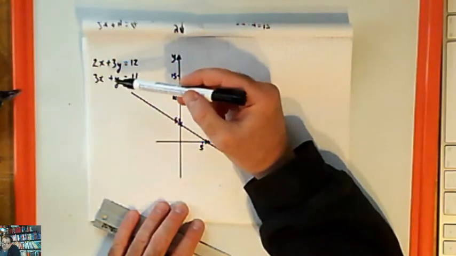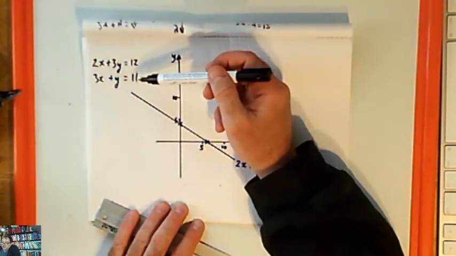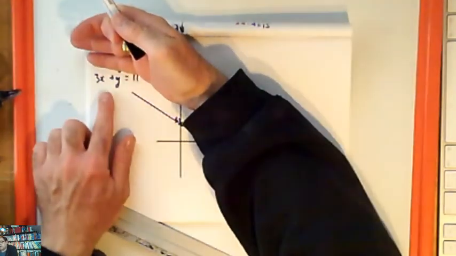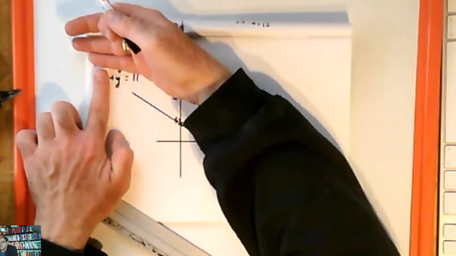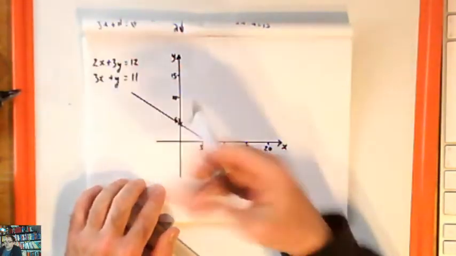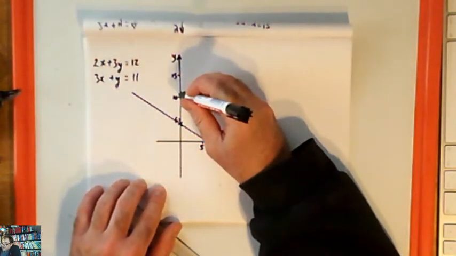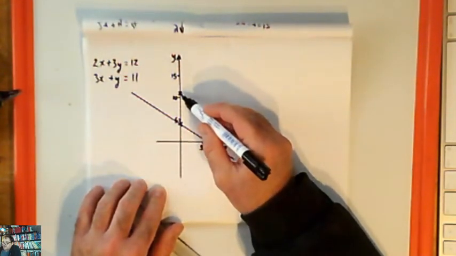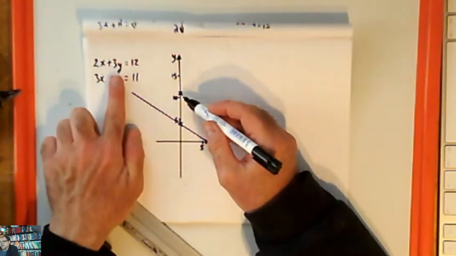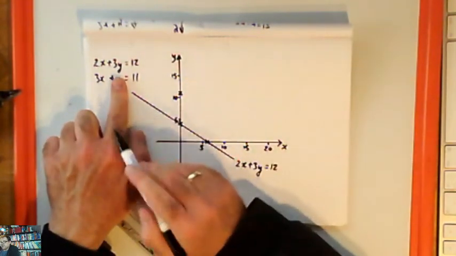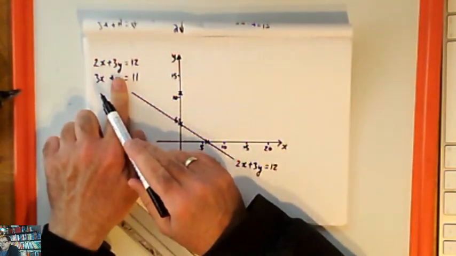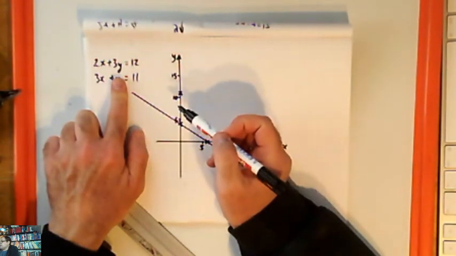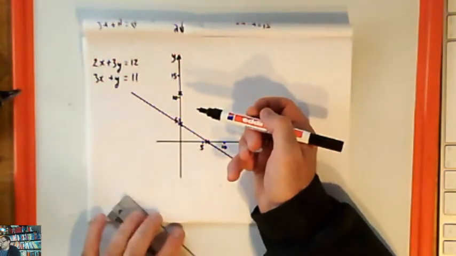Now we've got to do 3x plus y equals 11. Well, if I think about what happens when x equals 0, then I'm just left with y equals 11. So when x is 0, y is 11, so it goes through the point (0, 11) like that. Now I'm going to think about what happens when y is 0. So when y equals 0, we get 3x equals 11. So x would have to be 11 divided by 3, which is 3 2/3.